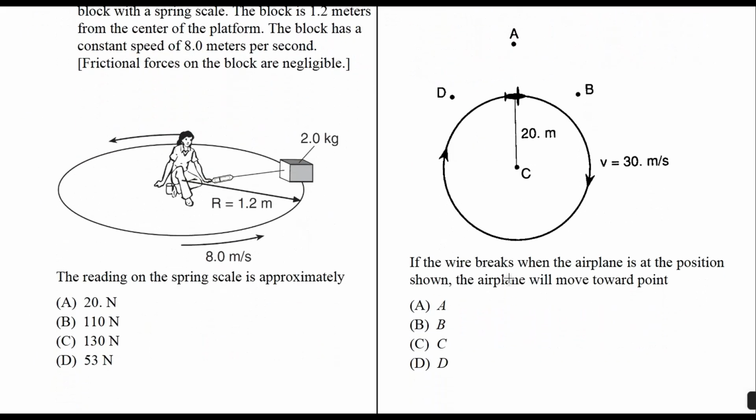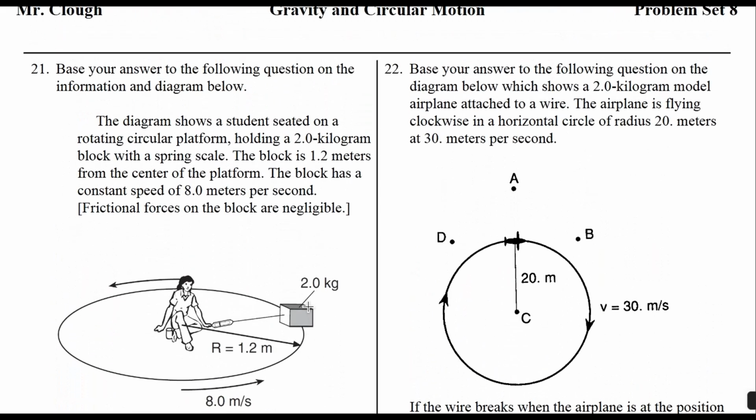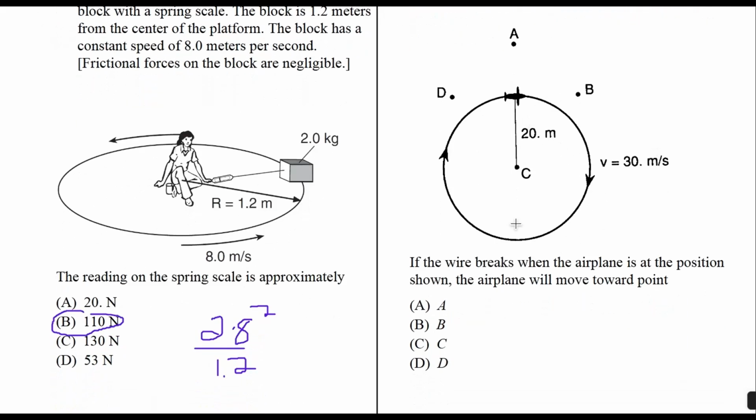21, plug and chug question. The answer is going to be B. So 2 times 8 squared divided by 1.2. Nothing crazy. 22, an object going around the circle. If the wire breaks at this point, what direction will it go? It goes in a straight line, so it's going to go towards point B.